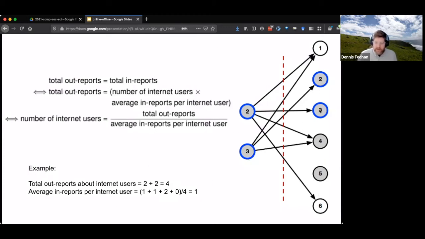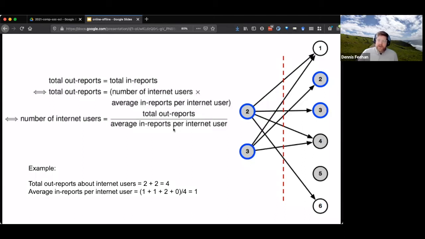And then on average, if we go through the internet users here and calculate how many times each of them is reported, this first person is reported once, the second person is reported once, the third person is reported twice, and this fourth person is never reported. So on average, they're reported once each. And so if we take the total out reports, 4, and divide by the average number of times each internet user is reported, which is 1, then we get the total number of internet users: 4.